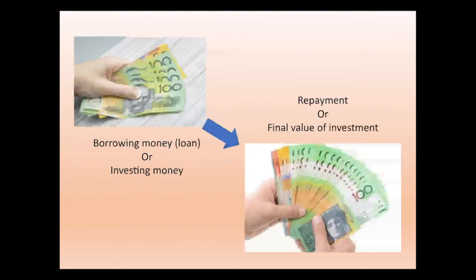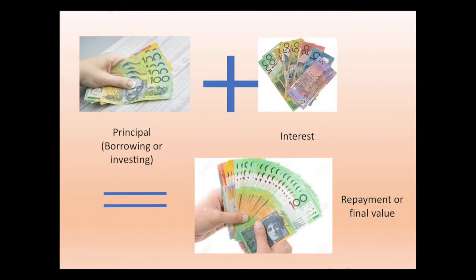Now, let's have a look at a situation. You might be borrowing money from someone, or you might be investing your money in a bank, saving account, or whatever. So when you borrow money, at the end of the duration of borrowing, you need to pay back some money. And generally, the repayment is more than the money borrowed. Same with investing money. The final value of the investment, if the investment is good, should always be greater than the initial investment. In this case, we call the initial investment the principal.